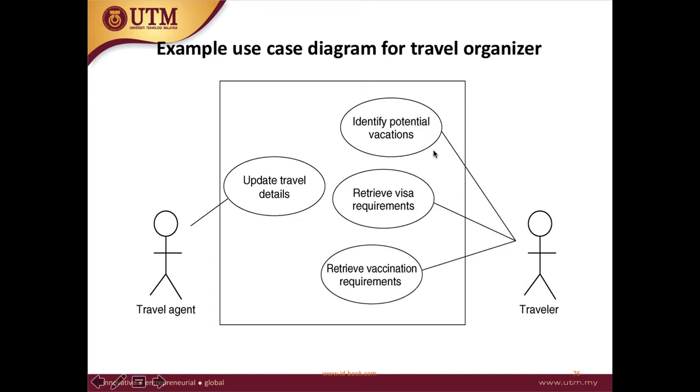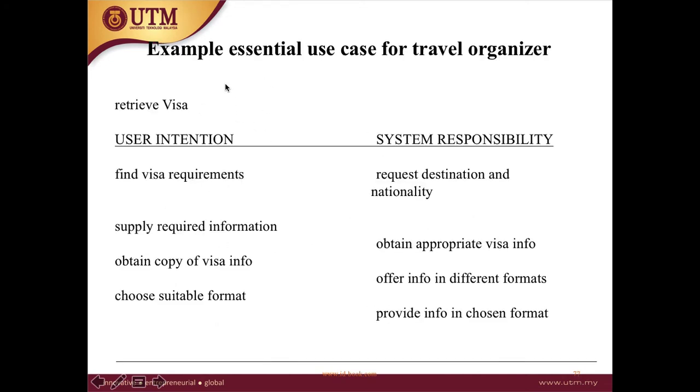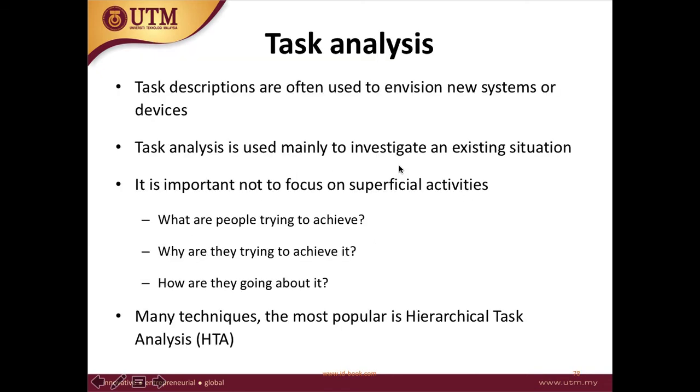All right. So what the traveler can do: identify potential vacation, retrieve visa requirement, retrieve vaccination requirement. What the travel agent can do: update travel details. So this can be visualized through a use case diagram. Okay. So these are the essential use cases for the travel organizer. User intention, system responsibility in terms of retrieve visa. See, you can create these kinds of things.